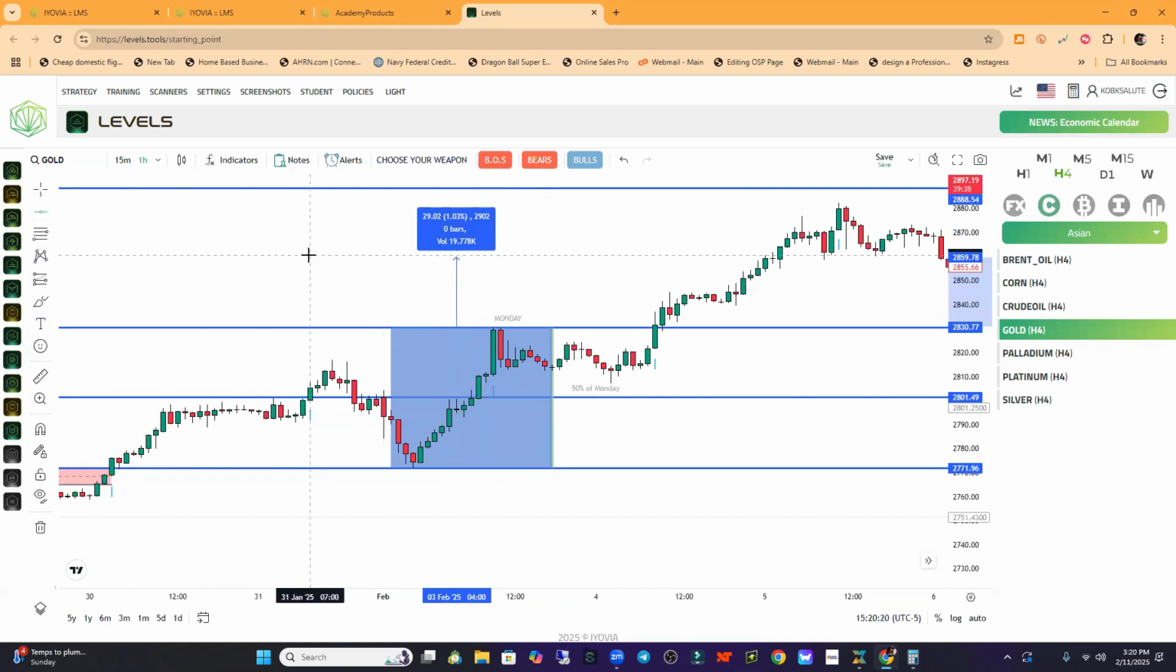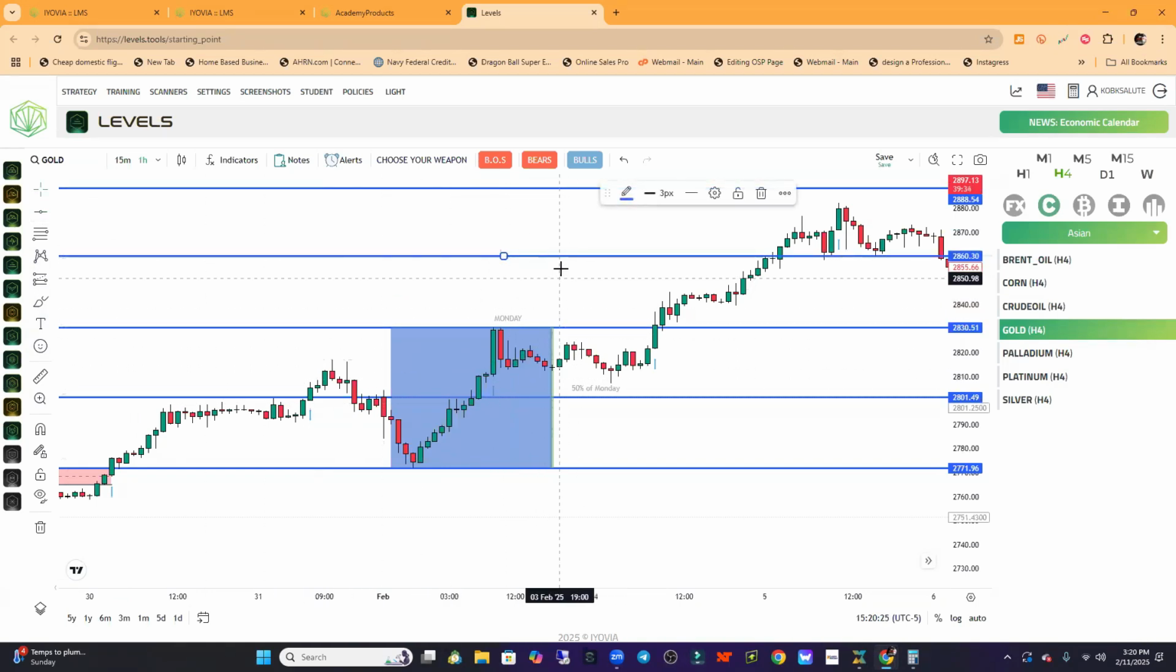Then I come right here and I'm just going to draw a line right there. So now I have my next set of zones going to the upside, and then you would do the same thing for this right here for the downside. But we're just going to focus on the top because we want to keep this video real short.